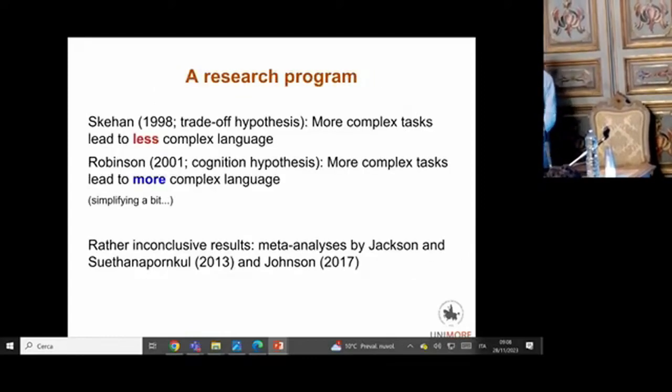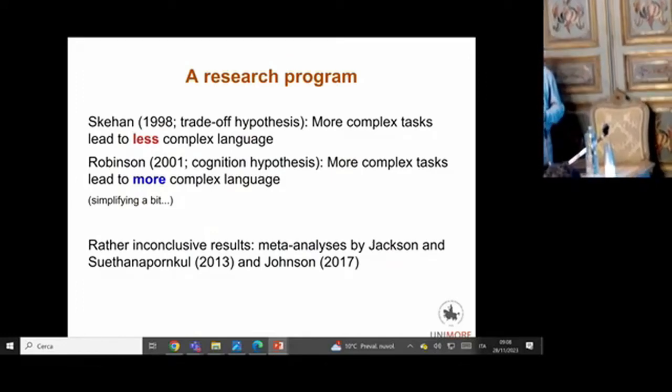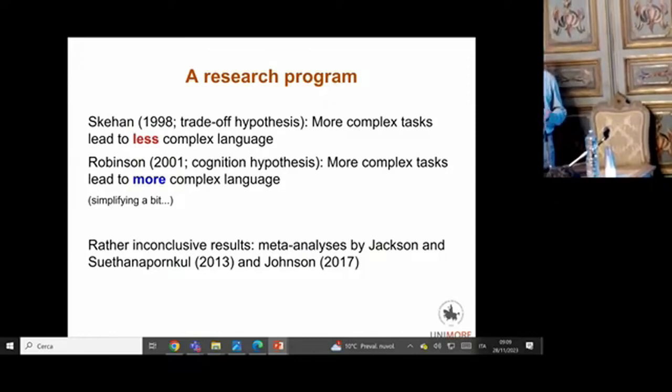Fact is, this research program started in the late 90s, especially with two theories put forward by Skehan and Robinson, which made slightly different predictions as regards the relationship between task complexity and linguistic complexity. According to Skehan, more complex communicative tasks elicit less complex language, whereas according to Robinson, more complex communicative tasks elicit more complex language. After some 20 years of research in this area, some meta-analyses appeared, and they found that the broad field had reached inconclusive results. So it wasn't clear whether Skehan or Robinson was right or wrong.